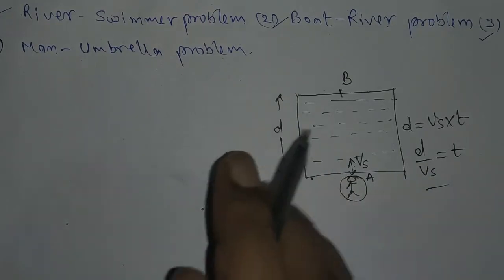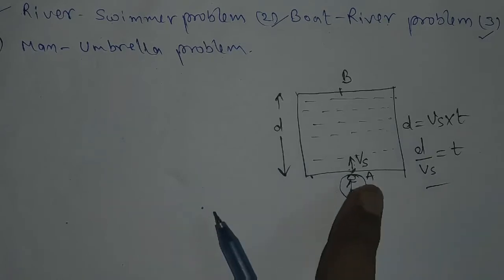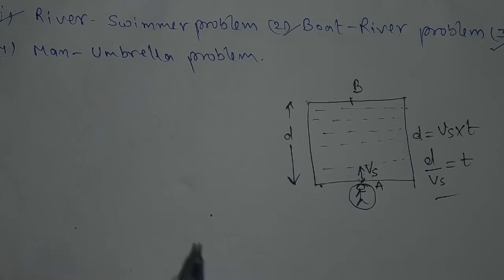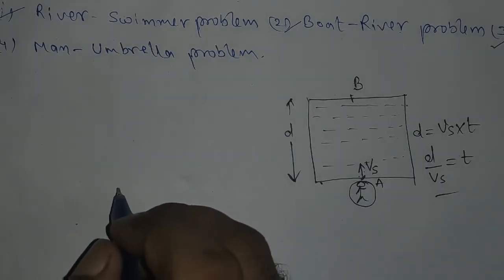Now come to the other concept. This thing you will have to keep in your mind. पानी अभी शांत है. The water of the pond is not flowing anywhere, so water is still. So in still water the velocity of the man is Vs. I mean to say the velocity of the swimmer is Vs. So he will reach the bank B in time d upon Vs.